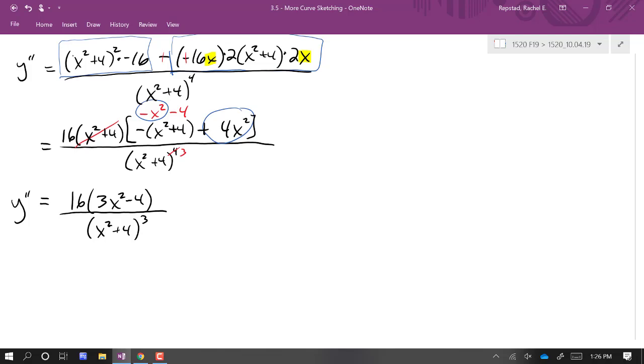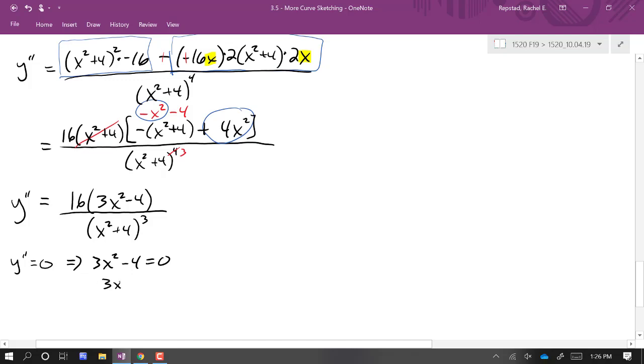Cool. Okay, so next we want to figure out, do we have any possible inflection points? Let's set this equal to 0. And this is a fraction, right? When is a fraction 0? So, and you know what's great about 16? It's never 0. So I only need to look at where 3x squared minus 4 is equal to 0. And we can solve this. There are 2 solutions here. Notice this doesn't factor nicely, we're not going to get linear factors out of this, but that's okay. We're going to find 2 possible inflection points.